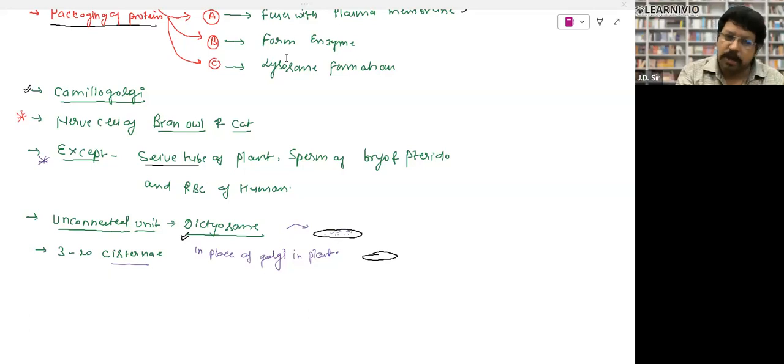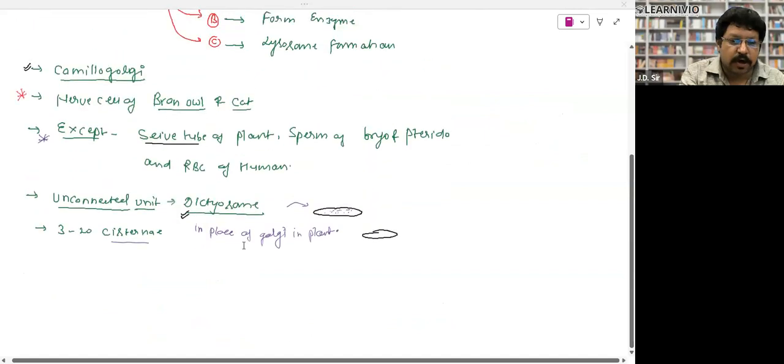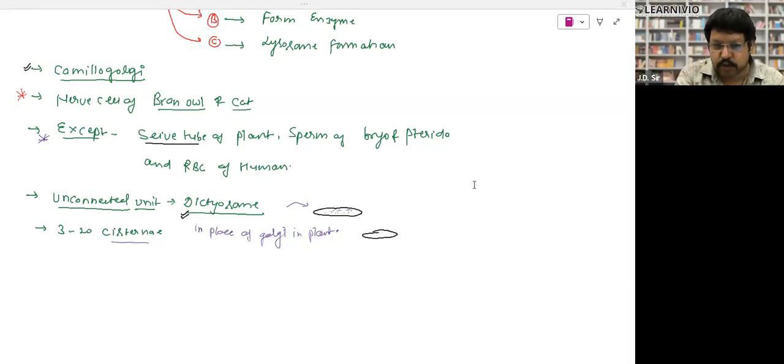Basically, this kind of Golgi complex is found in the plant, and we give it a different name. In plant, we call them dictyosome. They are not that much developed or organized in this way. They are found in the form of these vesicles, these cisternae. The cisternae are not arranged like this. Unconsolidated units are found, so they are called dictyosome.